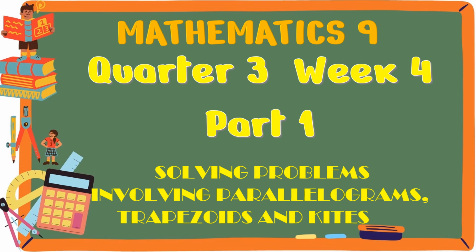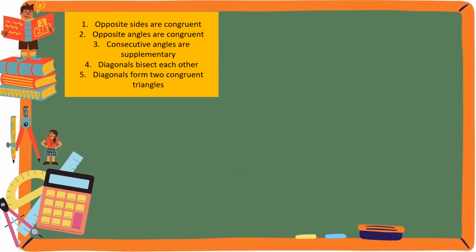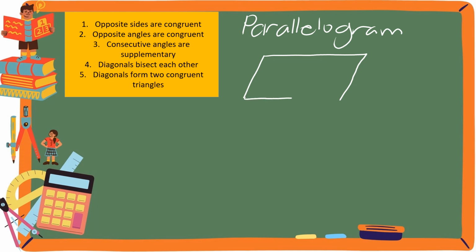So, simulan po natin sa pag-review ng ating mga properties ng iba't ibang klaseng mga quadrilaterals. Simulan po natin sa ating parallelogram. Kung matatandaan po natin, para sa ating parallelogram, meron tayong 5 properties. Kung re-reviewin po natin, opposite sides are congruent. Kung meron tayong parallelogram A, B, C, D, meron tayong dalawang pairs ng parallel sides for our parallelogram. And then, yung opposite side niya rin are congruent.